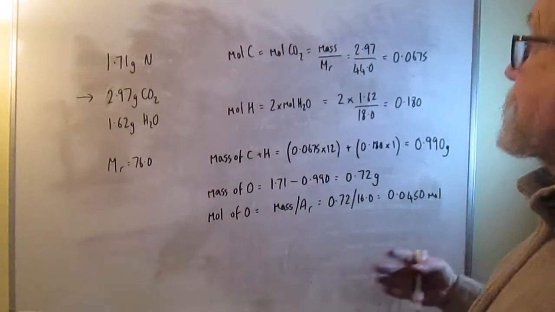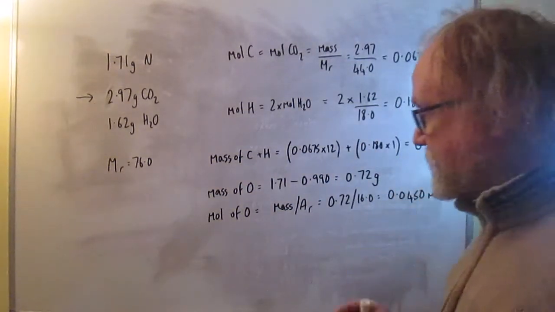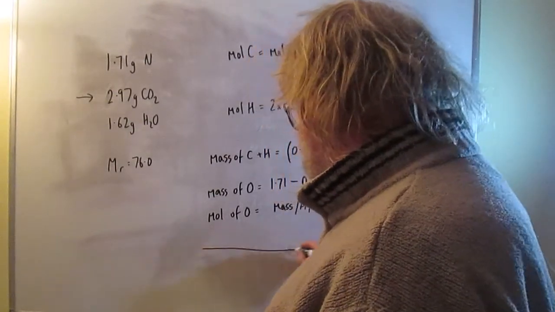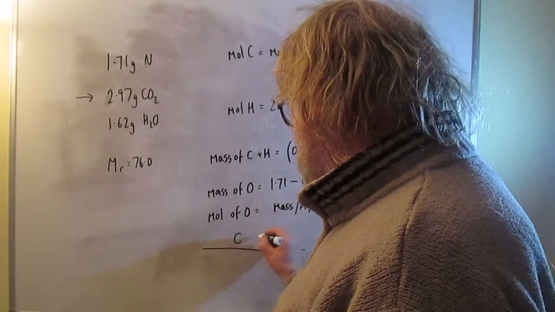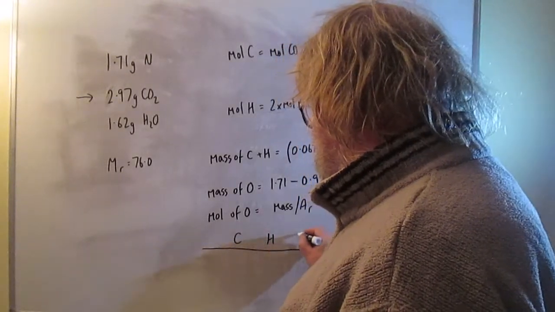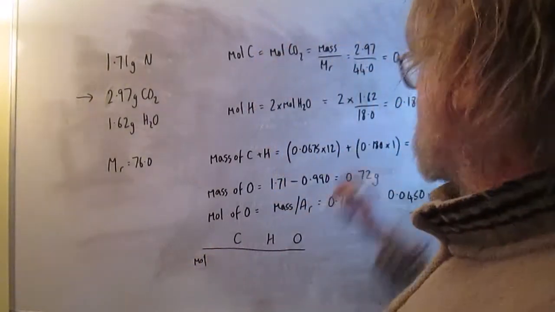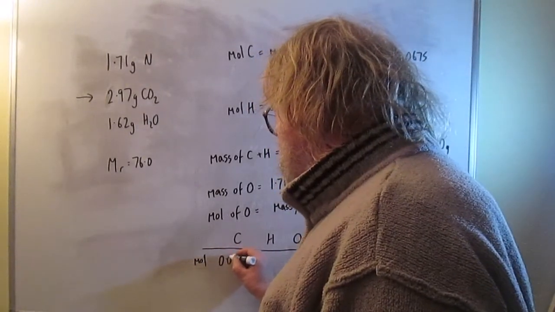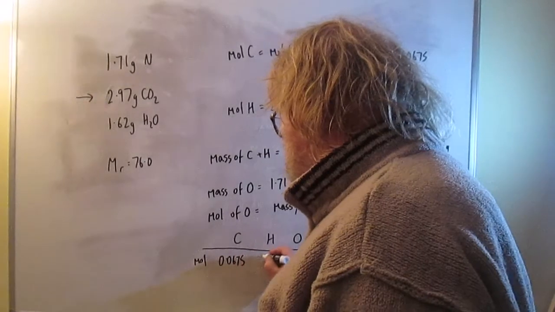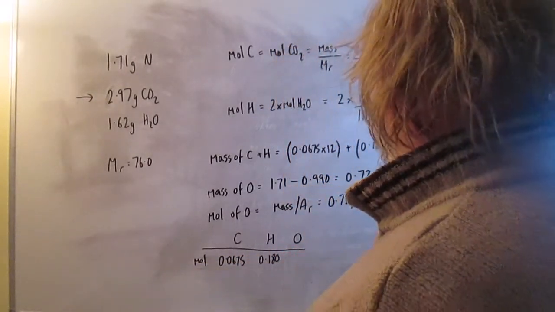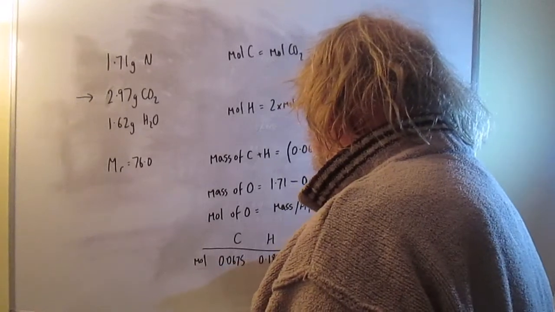Okay, so now we have the 3 moles, and we just need to work out what these are relative to one another in whole numbers. In other words, work out what the empirical formula is. So we could neatly do that in a table, which is what we're used to doing with empirical formulae. So if we just put carbon, hydrogen and oxygen across here, we can write down the moles that we've now calculated. So we have 0.0675 and 0.180 and 0.0450.